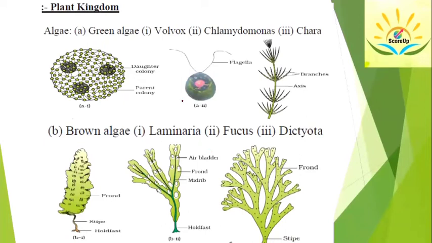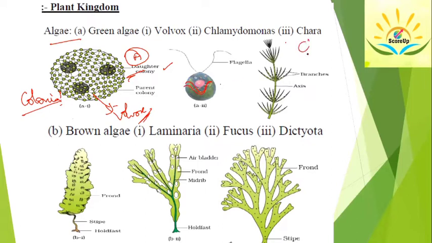Next picture is in the plant kingdom, algae. This is called volvox. What is the speciality of volvox? Volvox is a colonial form. It can move according to this group. Here this is the daughter colony. Inside the colony you can find a daughter colony. This is the parent colony. They will ask, putting this as A, what does this name refer to? This one is Chlamydomonas. In Chlamydomonas you can find a cup-shaped chloroplast.